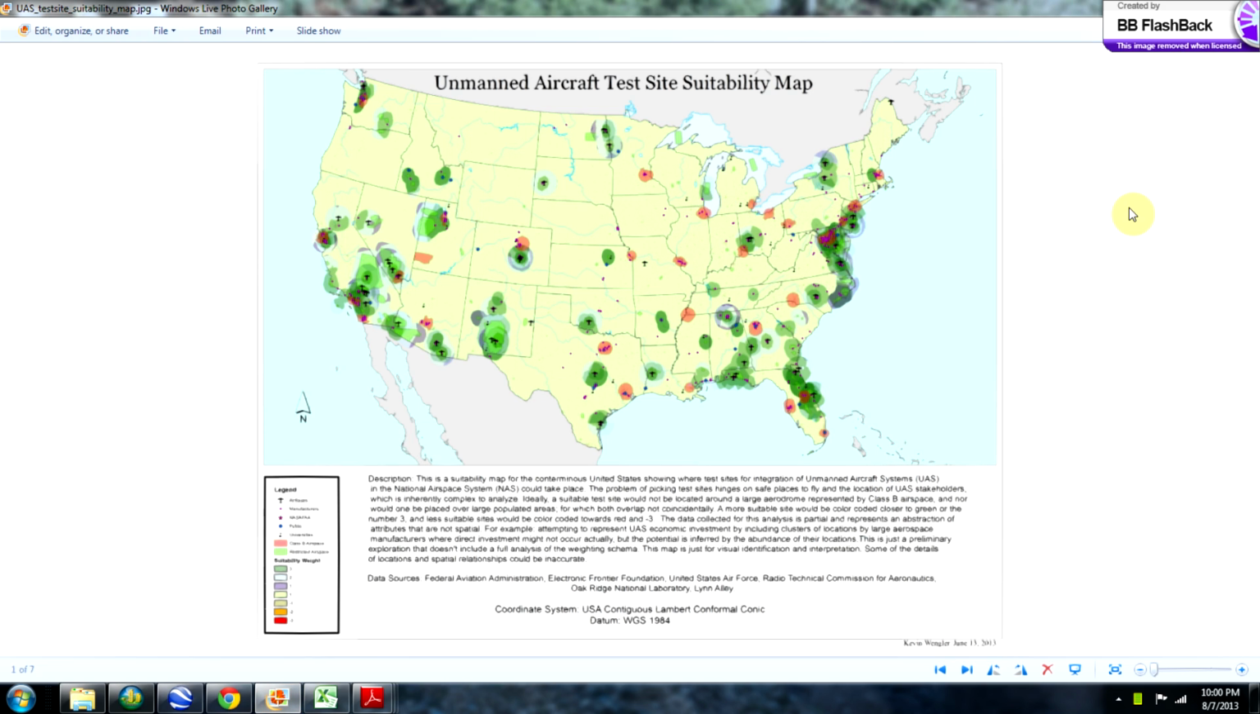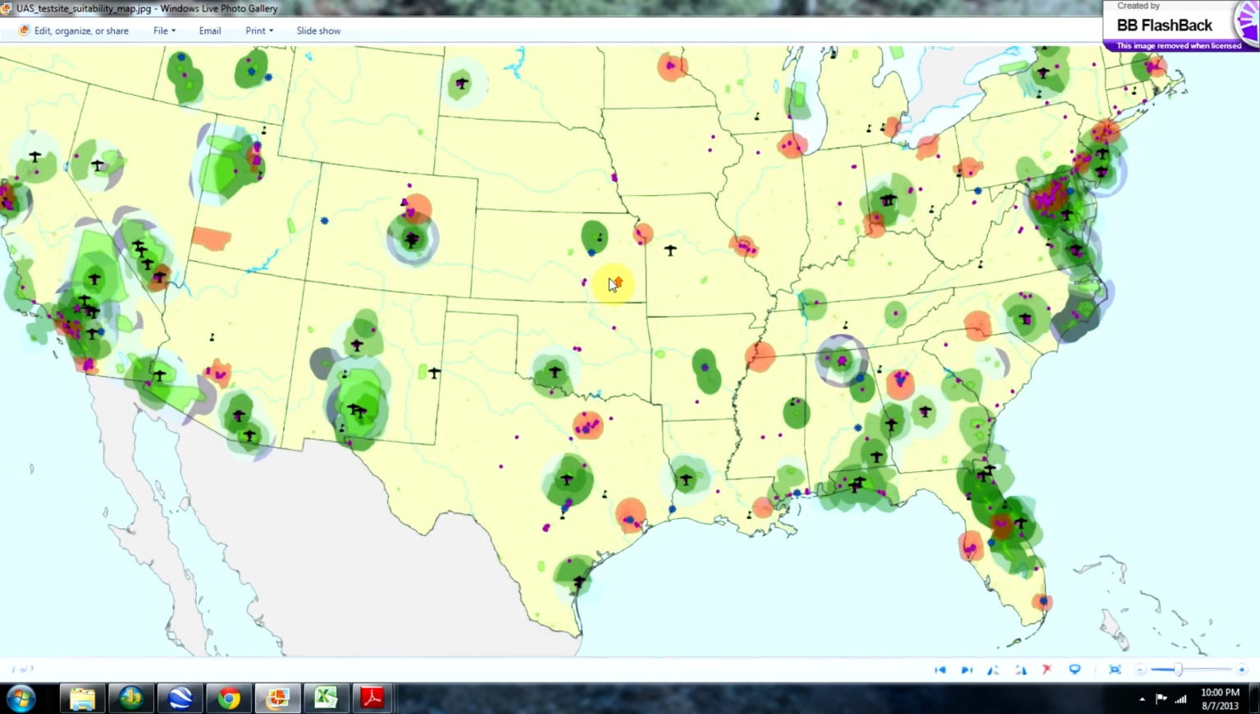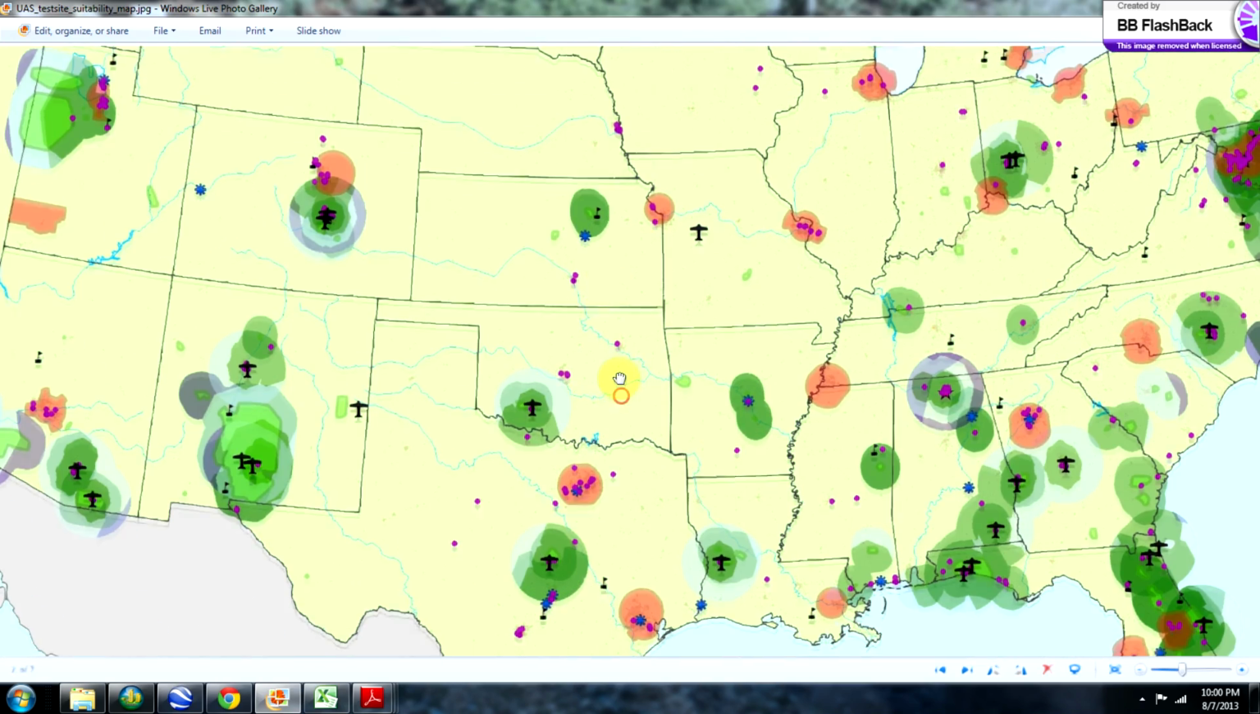I'm presenting my unmanned aircraft test site suitability map. This is the result of my efforts over a period of a quarter at UCSB, studying in the geography department. You could maybe call it a thesis. I wanted to get back to GIS, and I really hadn't been doing much GIS lately.